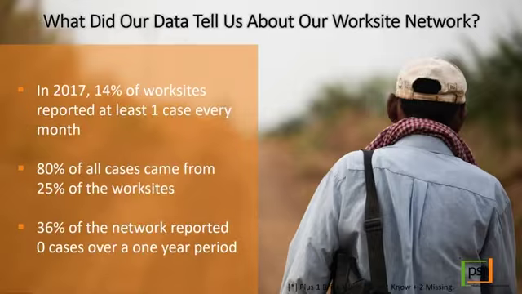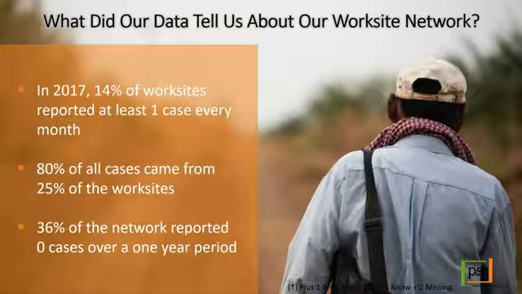We also then decided to look a little bit at the composition of our network. We found that in 2017, only 14% of our worksites reported on average at least 1 case per month. And 80% of all our cases came from only 25% of our network. And 36% of our worksites did not report any cases at all. And up to that point, we had treated all of them equal, same amount of love and attention. So we started to rethink our strategy.